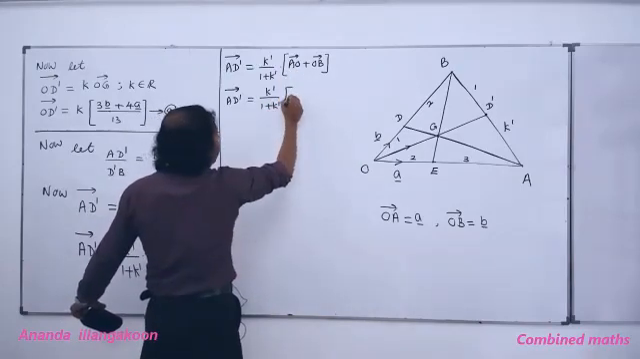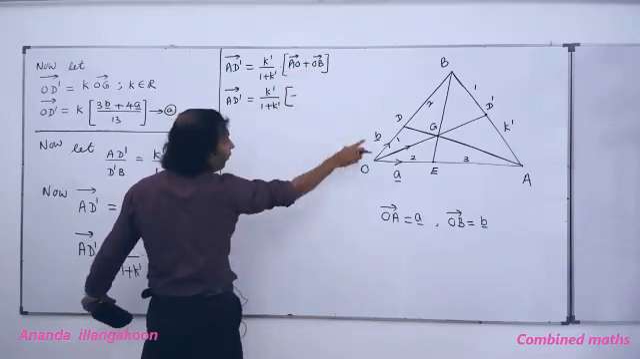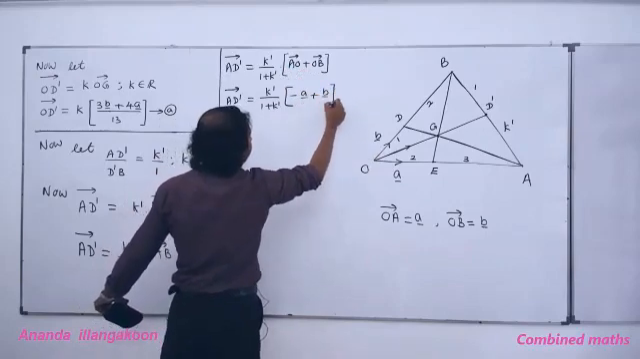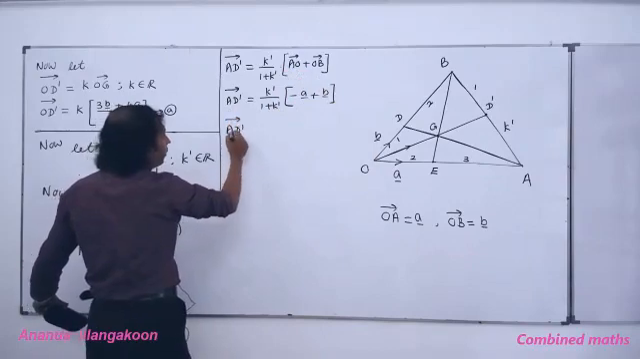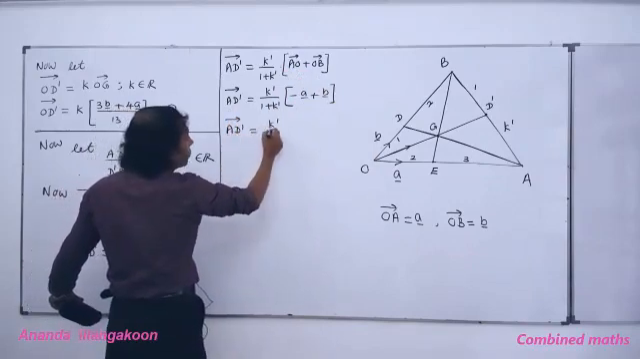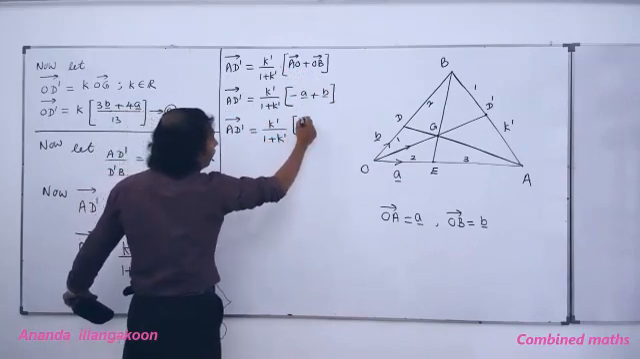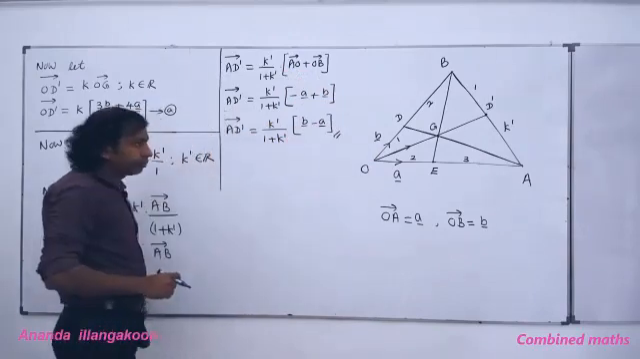AO you can write as minus OA. The OA vector is simply A. The OB vector is simply B. Then the AD' vector is equal to K' divided by 1 plus K' times vector B minus vector A.